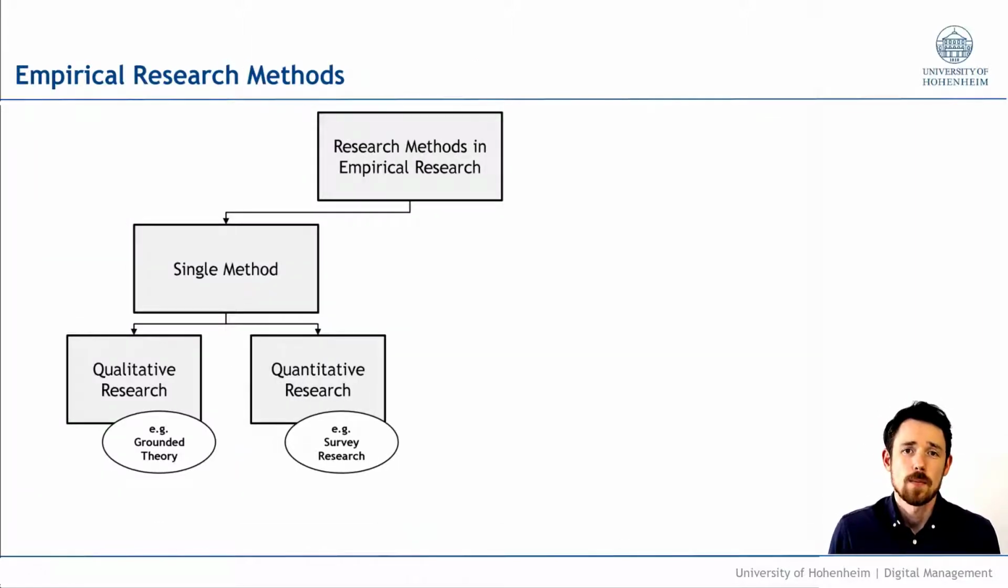Let's take a look at different empirical research methods. First of all, there are single method approaches. The first one would be qualitative research. We just heard about it. An example for qualitative research would be to conduct interviews and then to analyze them based on a grounded theory approach. Now, we haven't talked about grounded theory at length, but that would be an example.